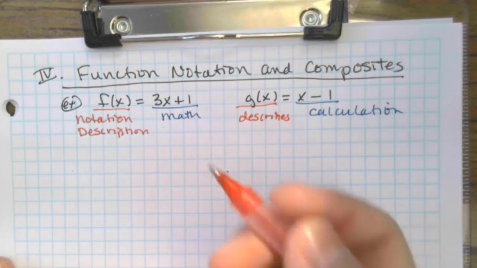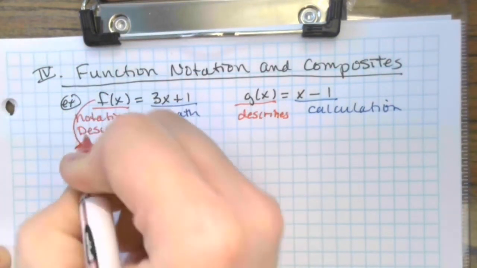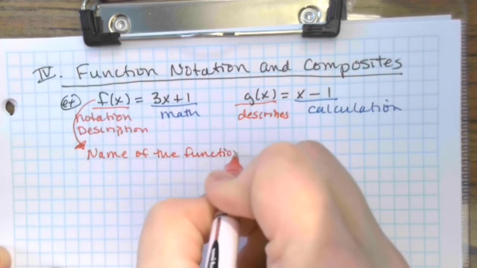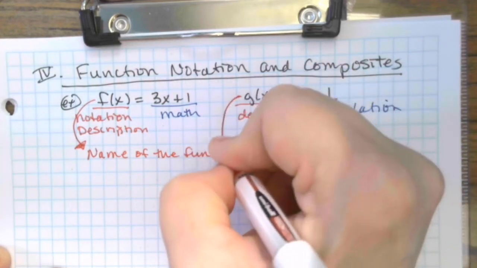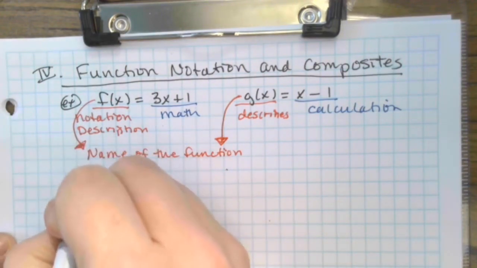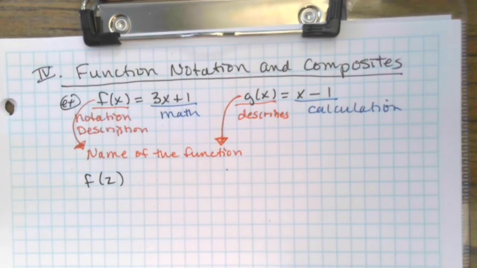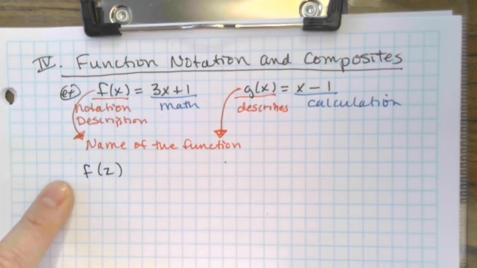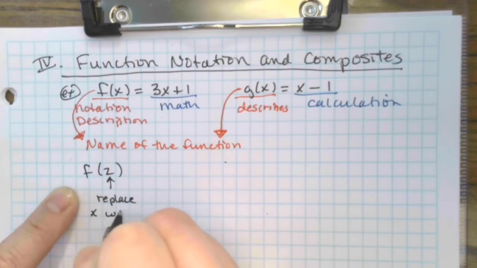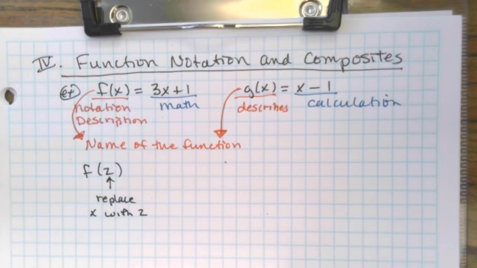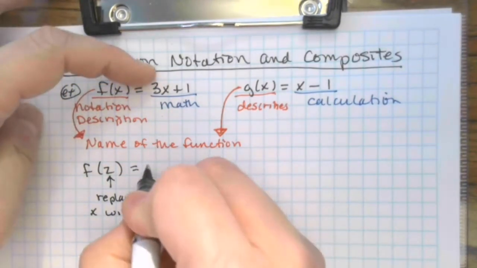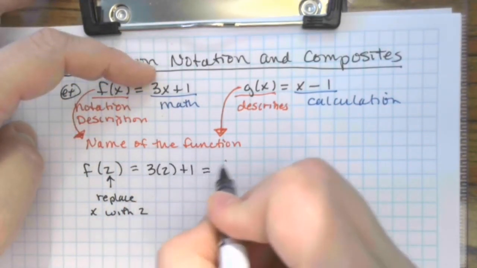So on this first one, the f is the name of the function. It's function f. Here, the name of the function is function g. When we say f of 2, what we're saying is use the function called f and replace x with 2. So it's giving you directions on what to do. So you're going to find function f, replace x with a 2. That gives us 3 times 2 plus 1, which is 7.